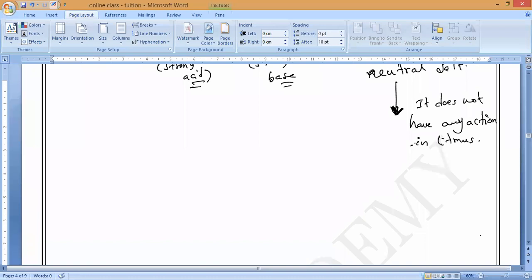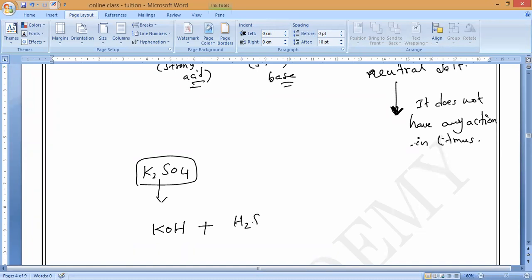Another neutral example, potassium sulphate. What is the formula? K2SO4. Potassium sulphate, K2SO4. Potassium sulphate is formed by whom? What is the acid? Sulfuric acid, plus potassium hydroxide.